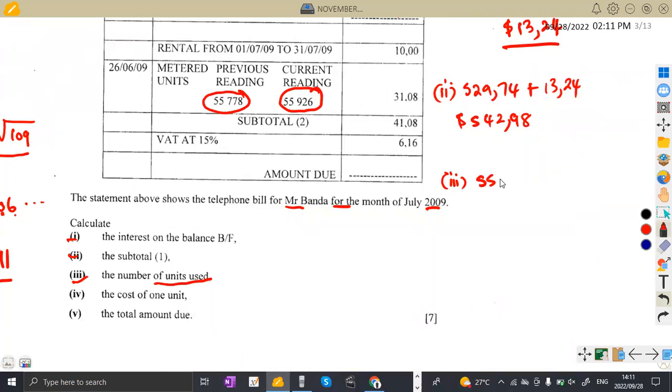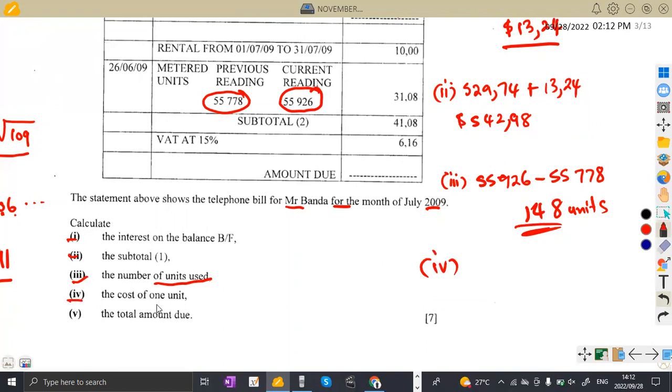So what are the units? We just subtract: this 55926 minus the previous one, which is 55778. So it's current minus previous. Just like when you receive a bill today, for you to know the units, you subtract the units that you see now minus the ones that were there last month. That is how you get the number of units that you used. If you do this, you're going to obtain 148 units. So that is the number of units which were used.